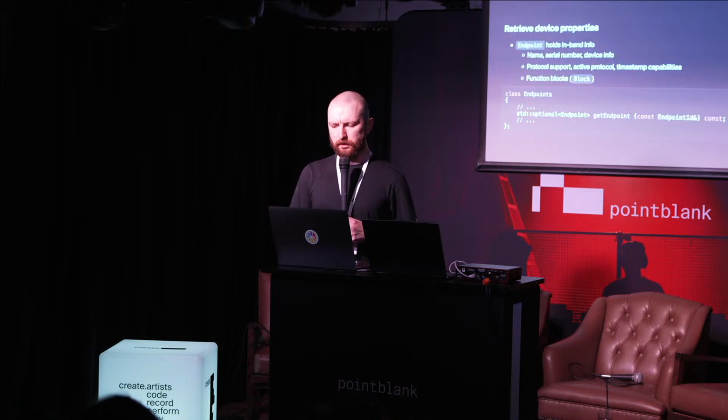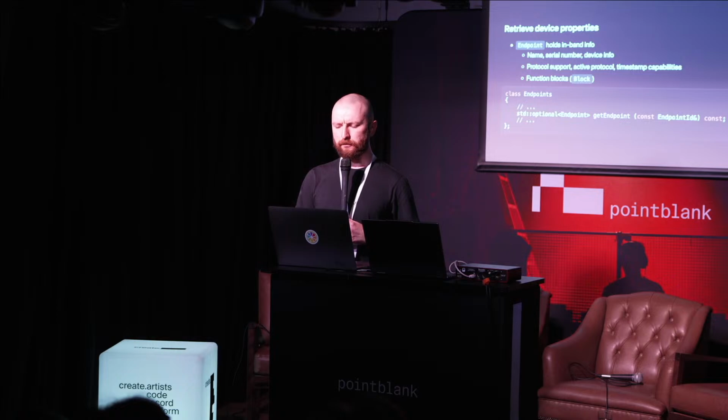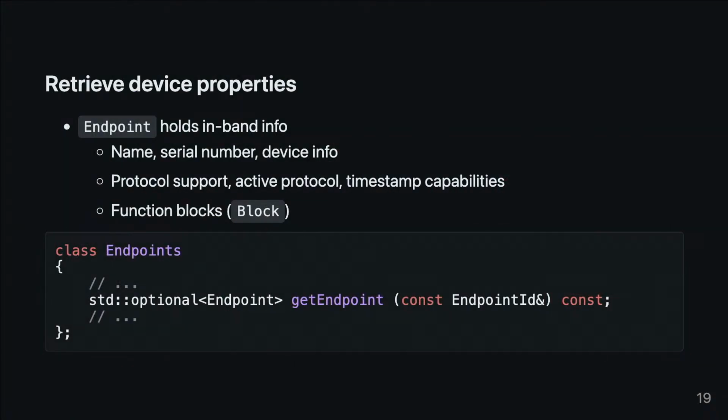To find out actual information about each of those devices, we can pass one of those IDs to getEndpoint. And this is going to return on success a struct with all of the information that we know about that device. So that will include things like the name, the protocols that it supports, the protocol that's currently active on the device, the full function block layout. And on failure, this is going to return a null optional. So a failure case might be if we're passing an old ID into this function for a device that's been disconnected since we enumerated the devices.